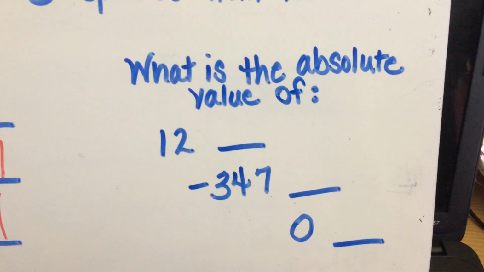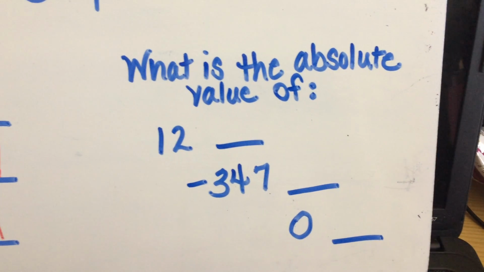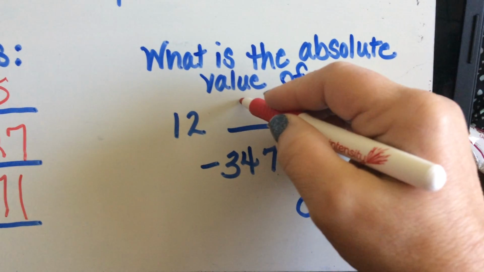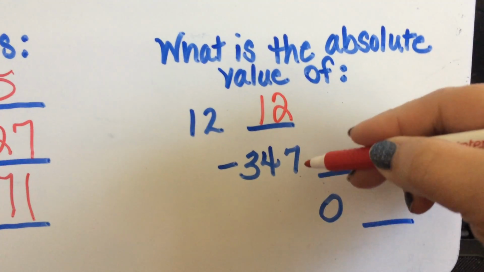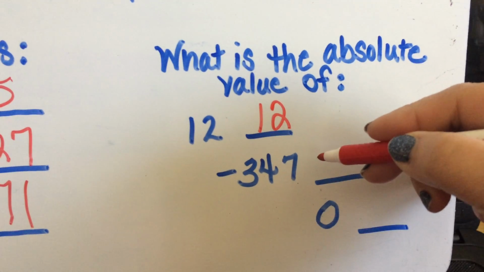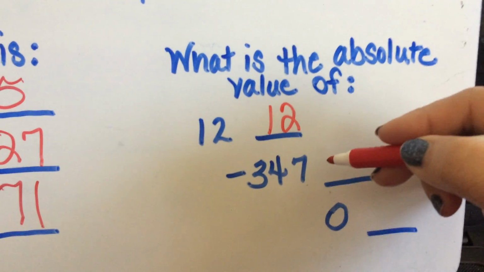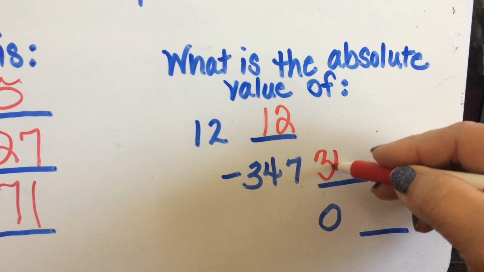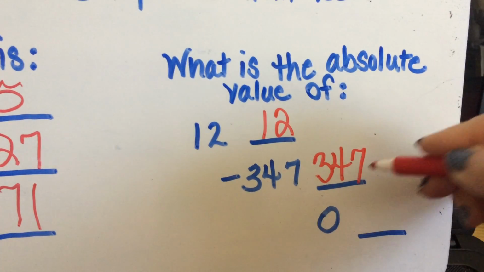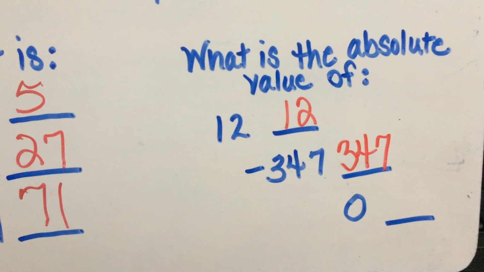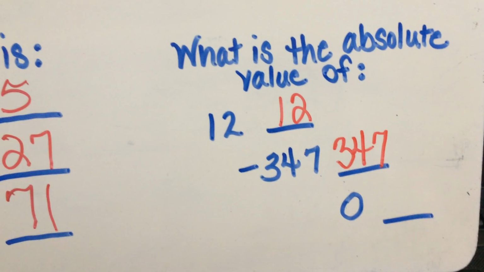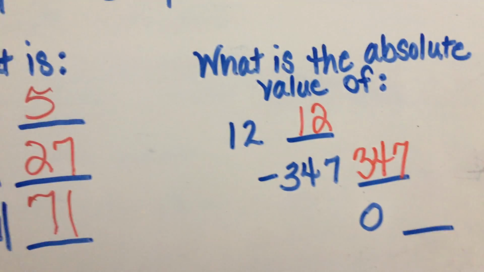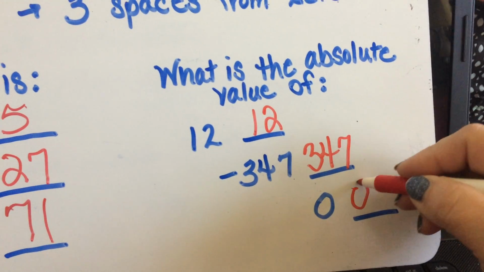Look at it this way. What is the absolute value of 12? Well, 12 is 12 spaces from 0, so it's 12. What's the absolute value of -347? Well, it's 347 spaces from 0, no matter what side of the number line it's on. So it's 347. What is the absolute value of 0? Well, you remember we said that 0 is its own opposite, and it's just going to be 0.